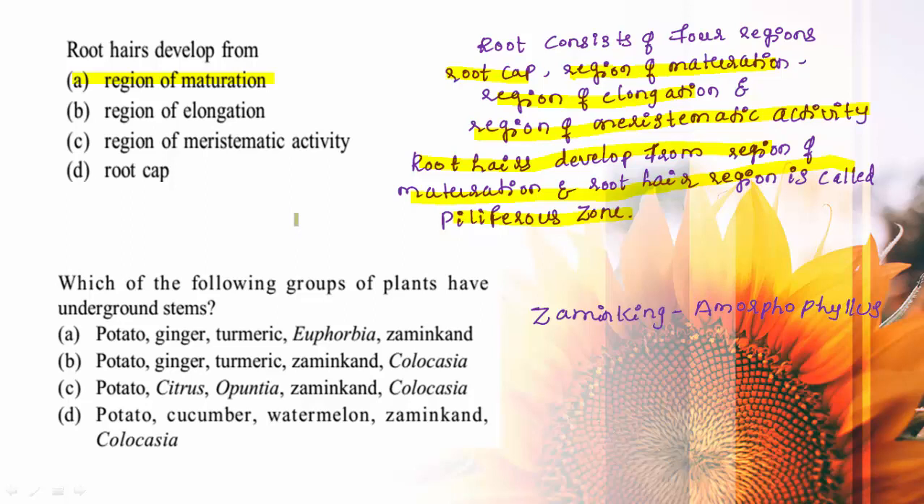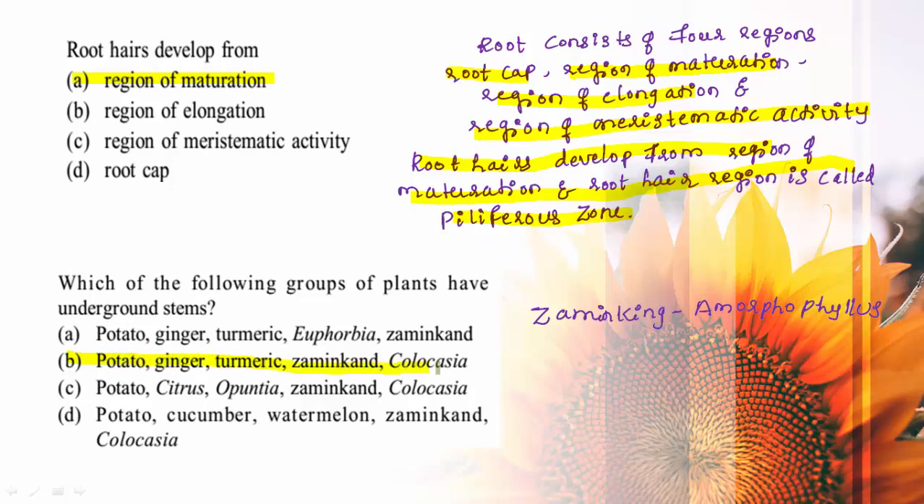Which of the following groups of plants have underground stem? Potato, ginger, turmeric, euphorbia and zamikand. Potato, ginger, turmeric, zamikand and colocasia. Potato, citrus, opuntia and zamikand, colocasia. Potato, cucumber, watermelon, zamikand and colocasia. So underground stem is found in all the options, or the terms given are correct in the B.